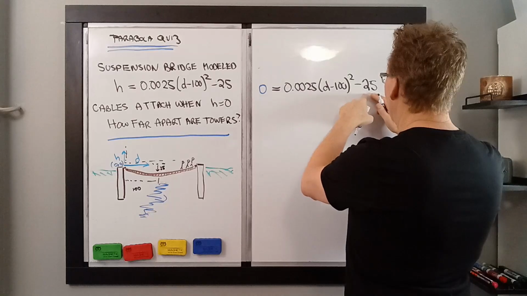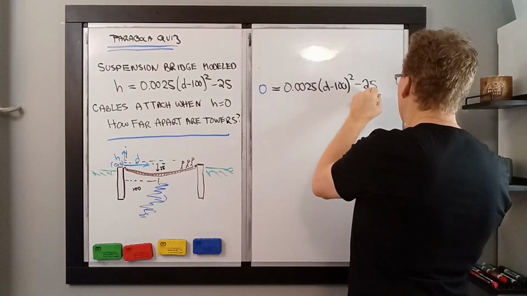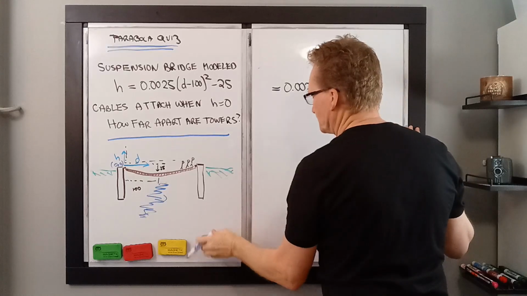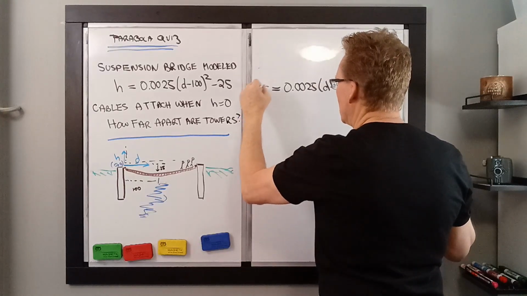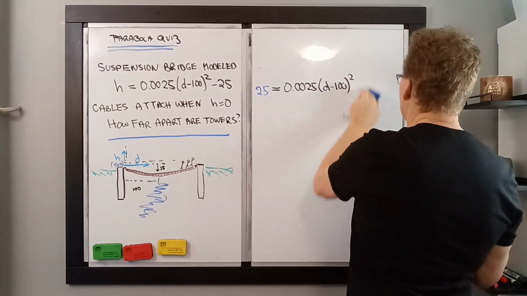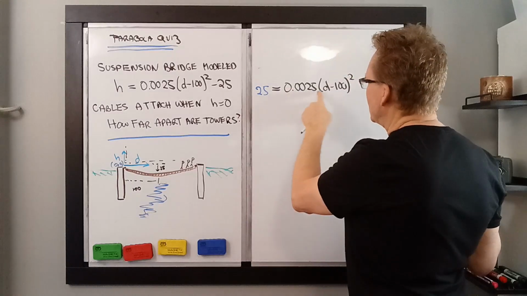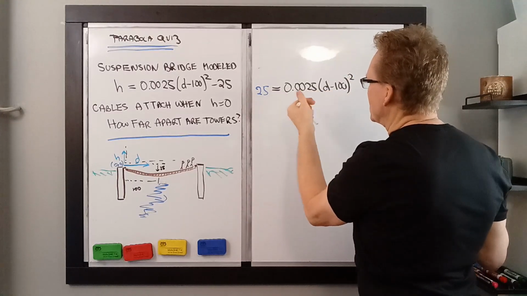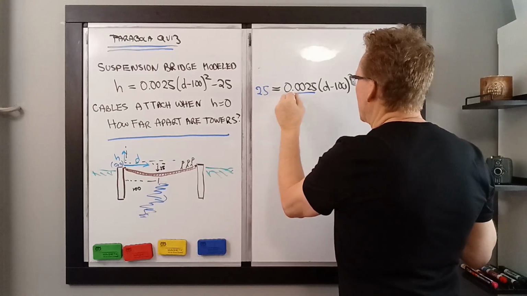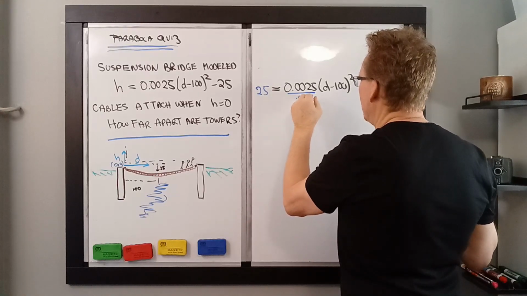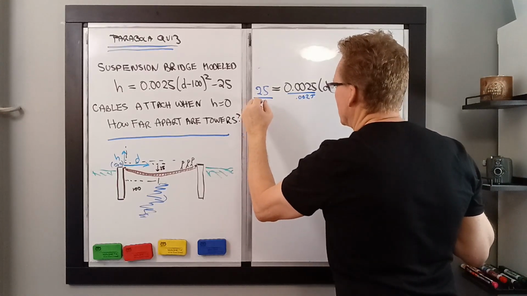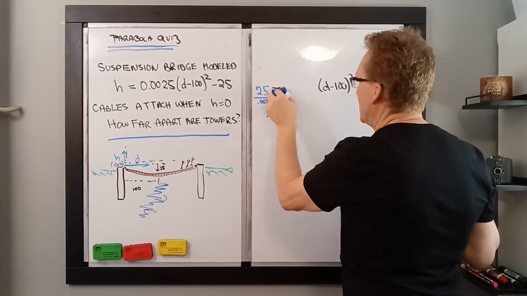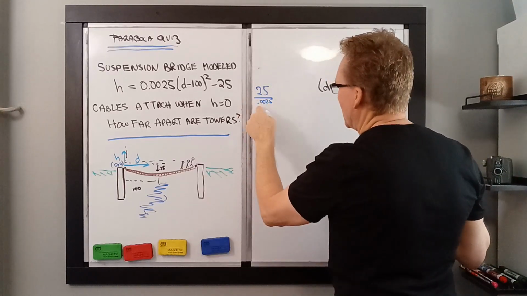So let's add 25 to both sides. We add 25 over here, add 25 over here. 25, and then this over here becomes 0. We've got that. Now the next thing furthest from the variable is this thing. So we'll want to divide both sides by this. Divide both sides by 0.0025. Divide this by 0.0025. This term over here is going to become 1. We don't need that. So what is 25 divided by this?